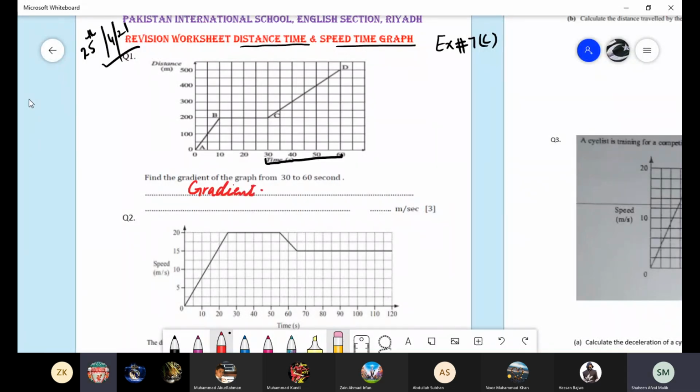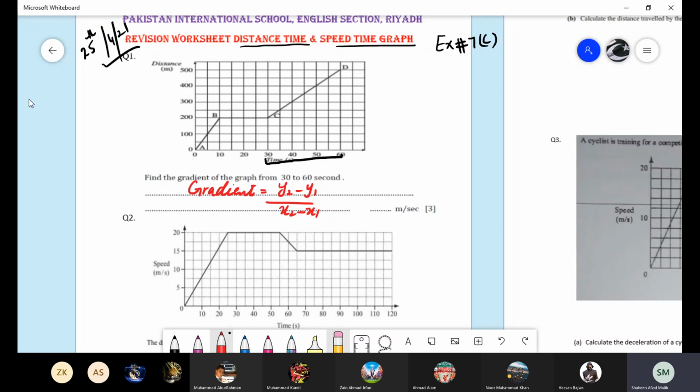Gradient equals y2 minus y1. Ma'am, yes. We take the triangle: y2 minus y1 over x2 minus x1, gradient only we have to take. The gradient is the speed. It is the slope of the line.